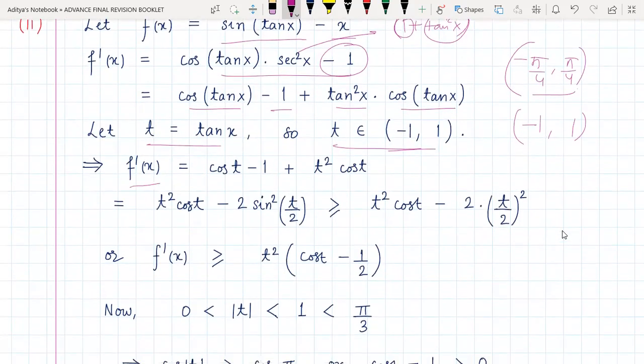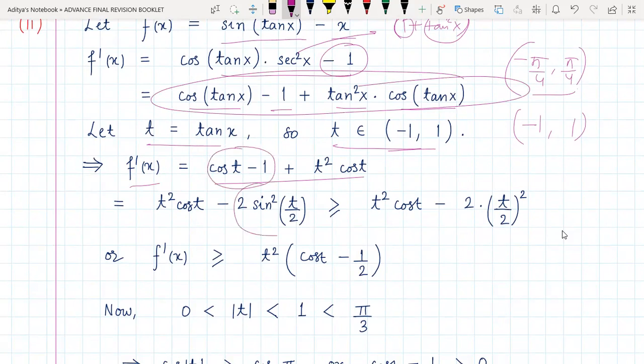So f prime x can then be written as this thing. I've simply put tan x equal to t. So now what we are doing is writing cos t minus 1 as minus 2 sine square t by 2, using some multiple angle formulas.